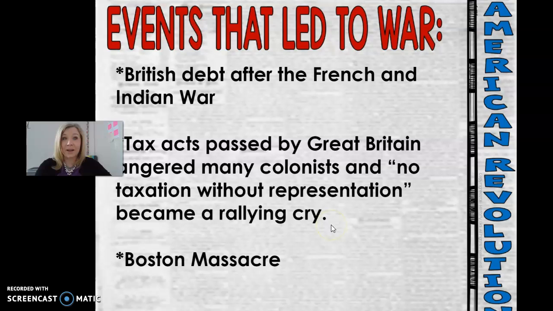We also had the Boston Massacre. If you recall, we learned about it, where 5 individuals were killed as a direct result of an altercation between soldiers that were quartering in Boston and angry colonists who had lost their jobs because the Boston Harbor had been closed.